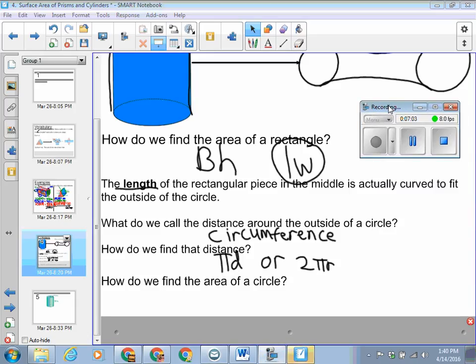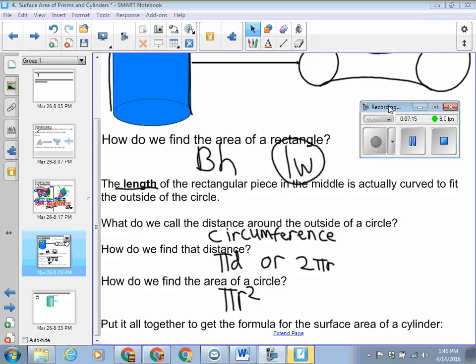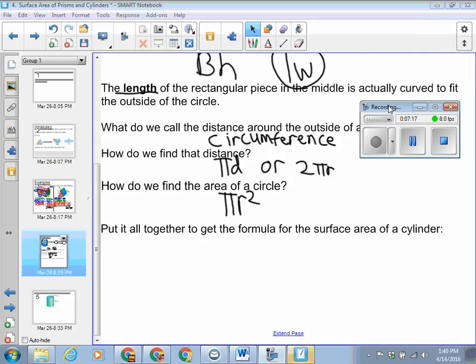Now, if you have a circle, again from that same lesson, we know the area is pi r squared. So we're going to put everything together for the surface area of a cylinder. We've got two circles that we have to find the area for, so that's 2 pi r squared.